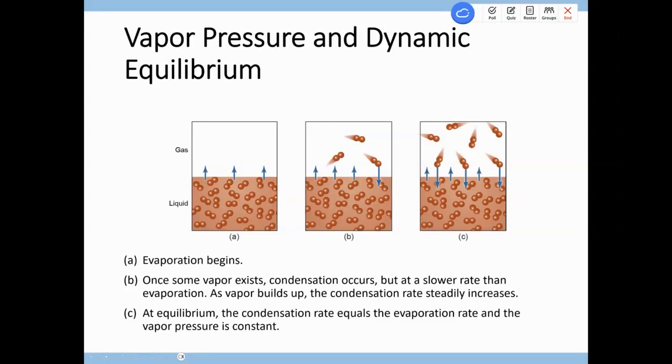So dynamic equilibrium means that we have the condensation rate, the rate at which a gas particle becomes a liquid, and the evaporation rate, the rate at which a liquid becomes a gas. Those rates are equal. So we have the same concentration of gas over time, same concentration of liquid over time, but it's not the same exact molecules. They're constantly flipping with each other. That's what we mean by dynamic equilibrium.